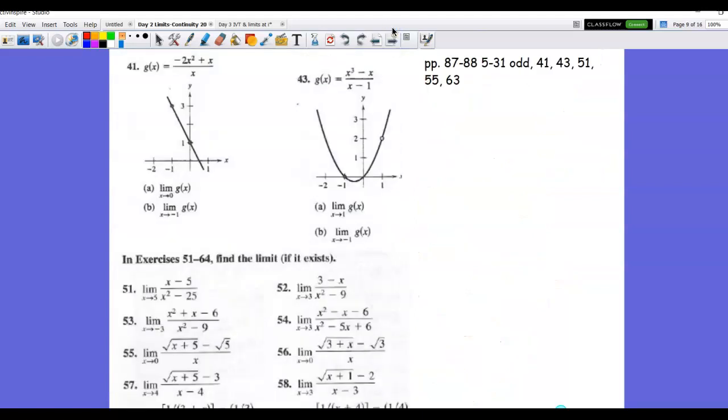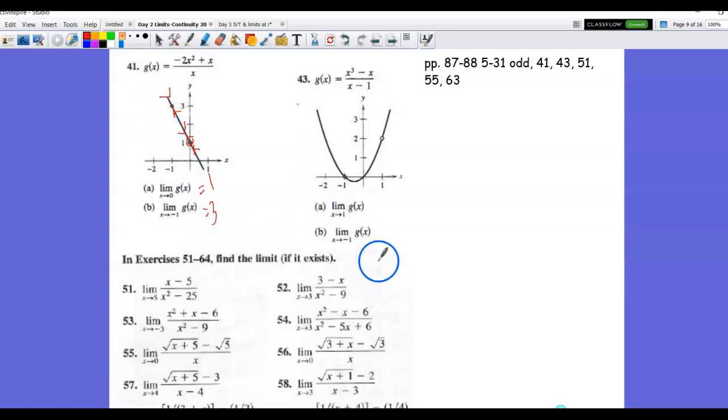Moving on to 41, 43, and 51. In number 41, they give us a graph, and they ask us to find the limit as x approaches 0. I don't know if it's clear in your packet, that's an open circle, but it doesn't matter because from the left and from the right, we are approaching a y value of 1. As x approaches negative 1, we are approaching from the left and from the right a y value of 3.